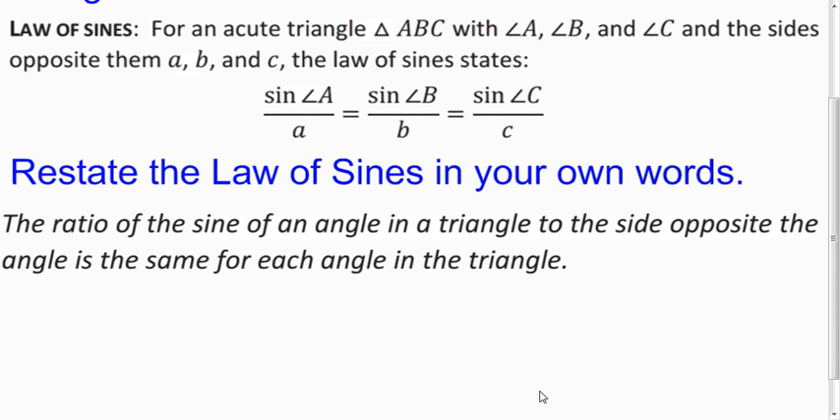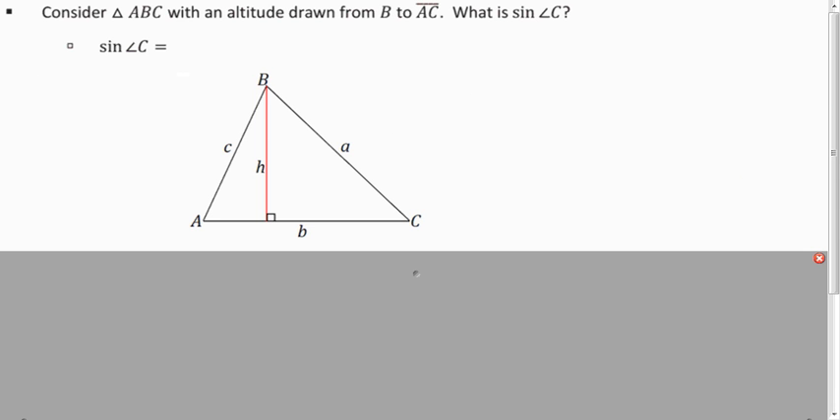So here's one possible answer. The ratio of the sine of each angle to the opposite side is always going to be the same in a triangle, no matter which angle you start with. So why is this true? Let's go through a quick little proof.